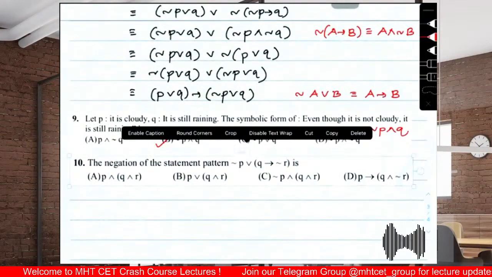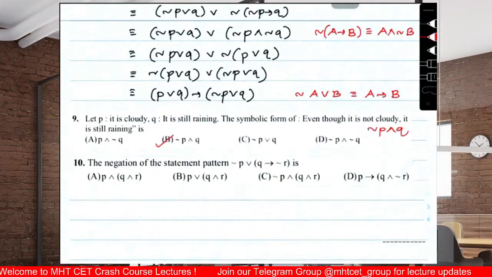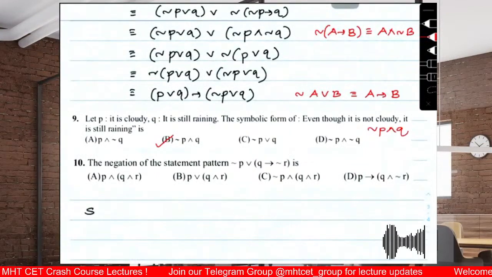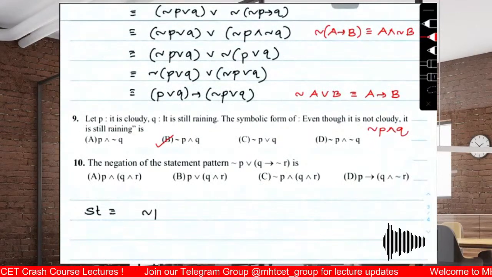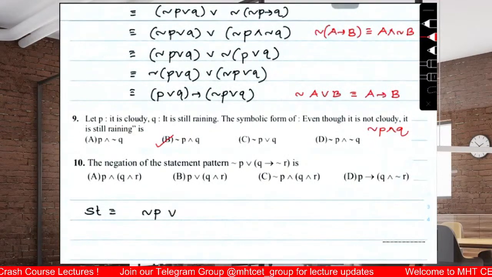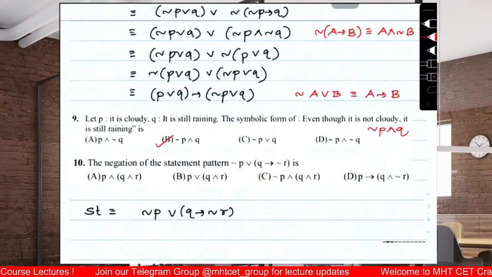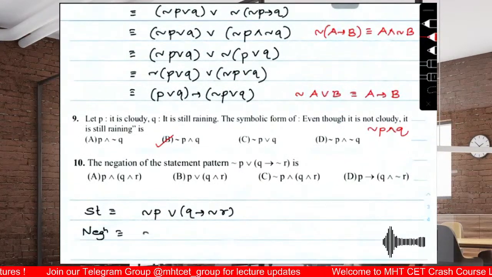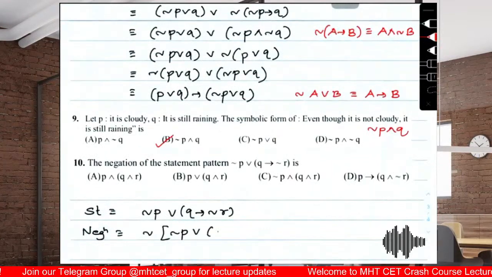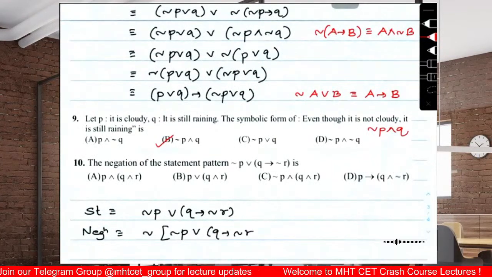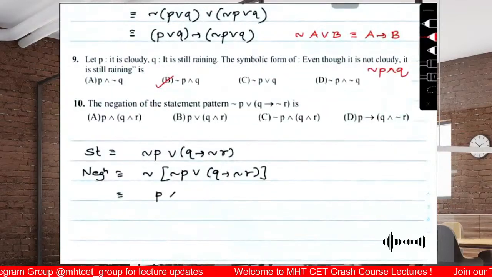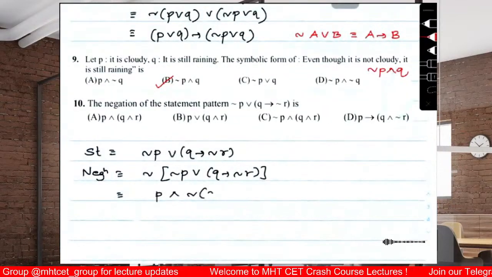Tenth is the negation of the statement pattern is. तो पहले तो स्टेटमेंट क्या है तुम लोग की? स्टेटमेंट इज नॉट पी और Q implies not R. The negation will be negation of this, not P or Q implies not R. That is P and negation of that bracket.